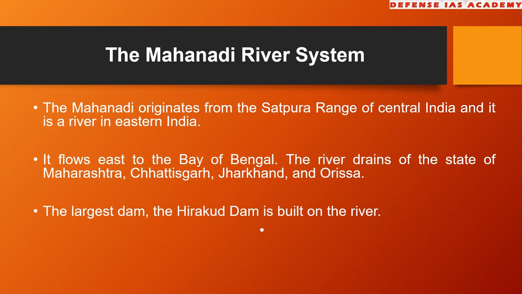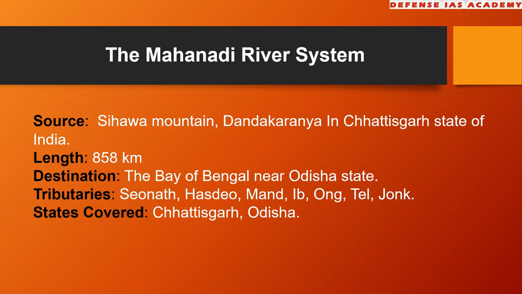Next is the Mahanadi river system. It originates from the Satpura range of central India, and it is a river in eastern India. It flows east and drains off into the Bay of Bengal. The river flows through the states of Maharashtra, Chhattisgarh, Jharkhand, and Orissa. And the largest dam, the Hirakud Dam, is built on this river.